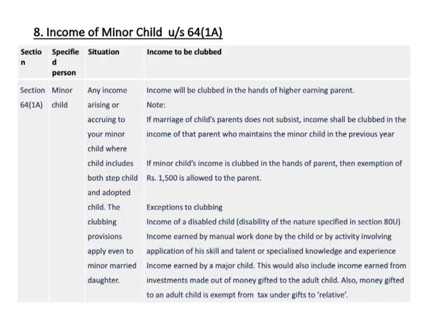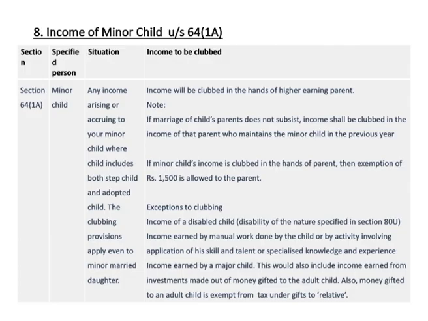Who has not attained the age of majority and who lives under the protection of the parents. So, under section 64(1)(a), who is the specified person here? The minor child. What is the situation or the scenario or the underlying case?